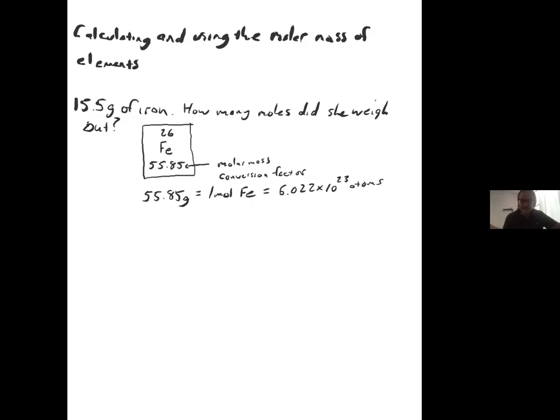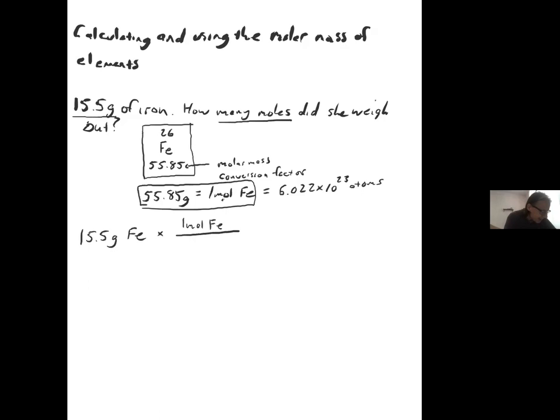So here's what's given, 15.5 grams. I'm going to use the symbol instead of the name. And then I'm going to say, okay, we want to know how many moles. Here's our conversion factor. So if we want to know number of moles, we're going to put this one on the top, right? You put that one on the top because when you do that, you'll have moles as your answer, and then the grams are going to cancel out.